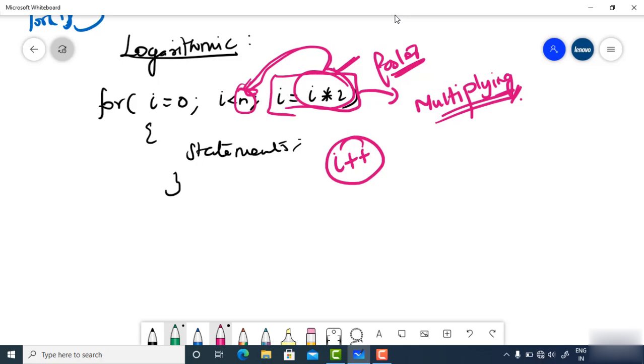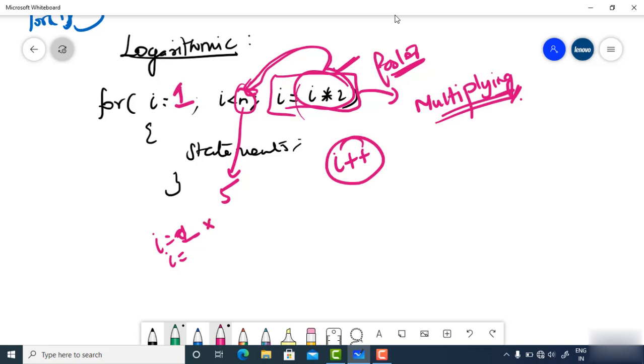Because it's getting multiplied. Say my n is 5. I should definitely start from 1 because I'm multiplying. If I start from 0, then 0 multiplied by any number is again 0, so this loop will not end at all. So I'll start from 1, not from 0.